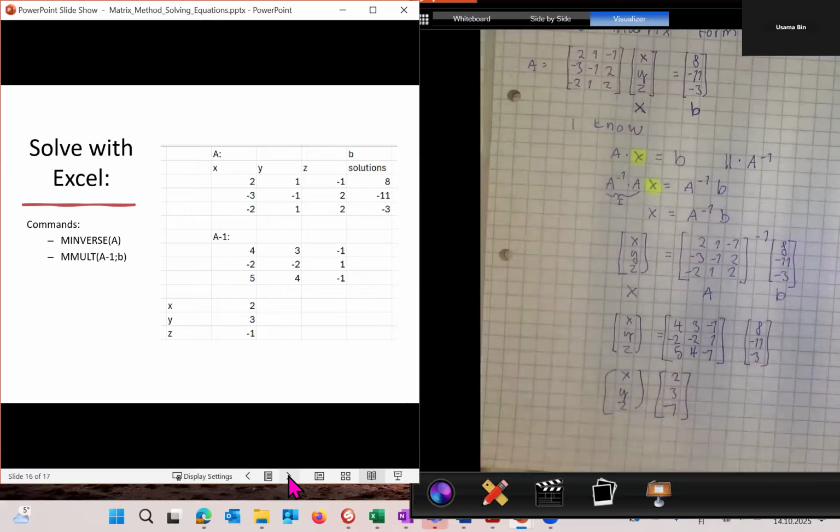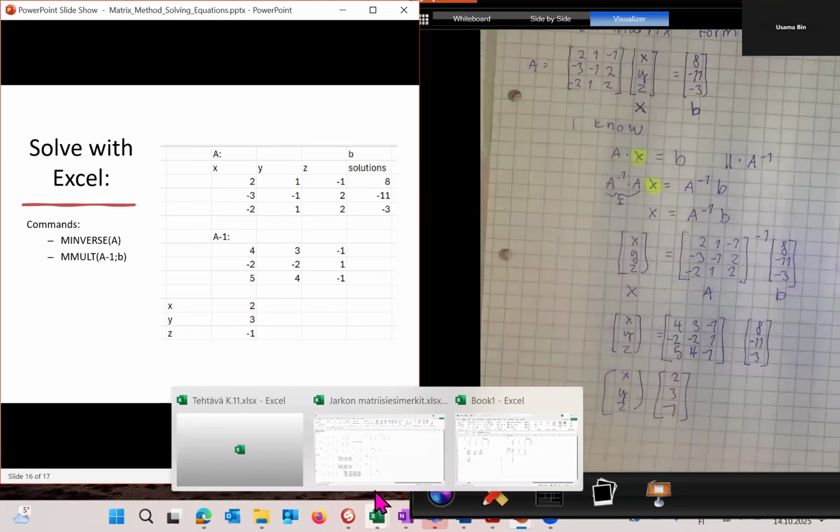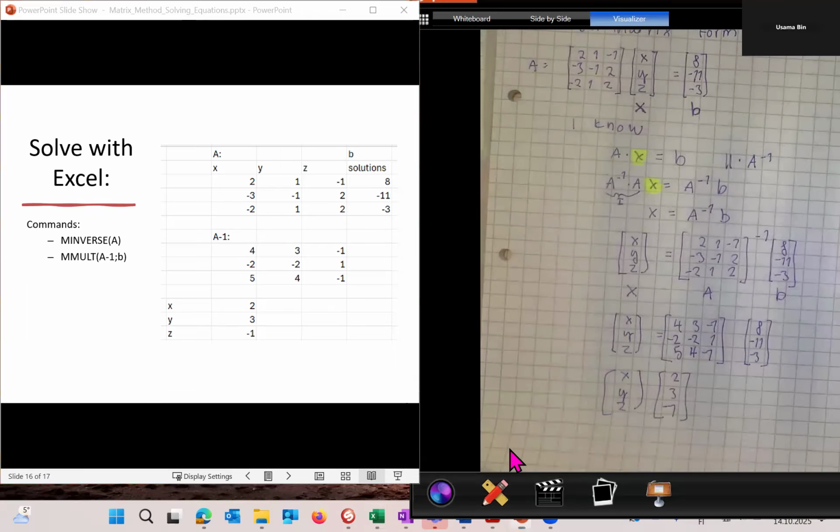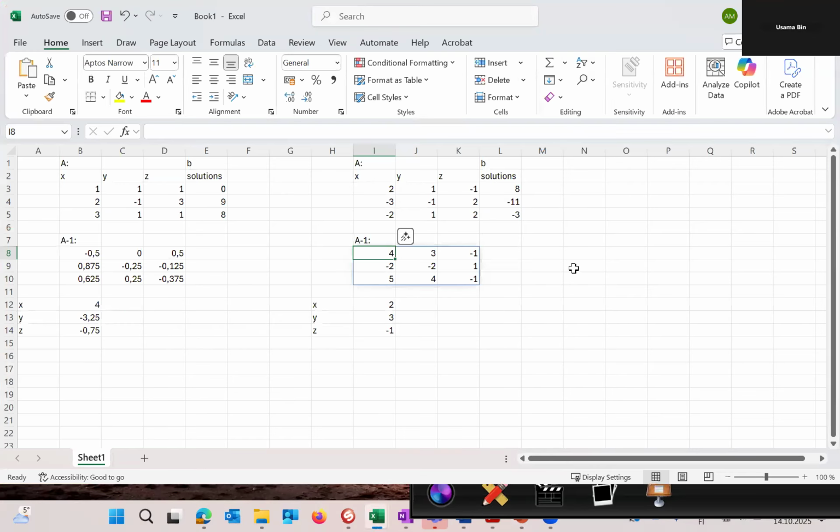And now we do this with Excel. So here's my Excel. I think I already did it here. I try to copy this. For example, so I write here my matrix A. I already did some, but I write it again.